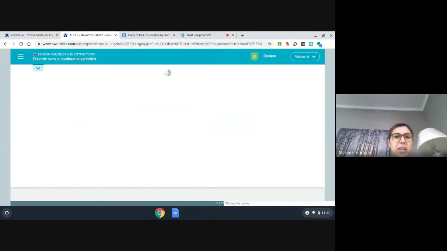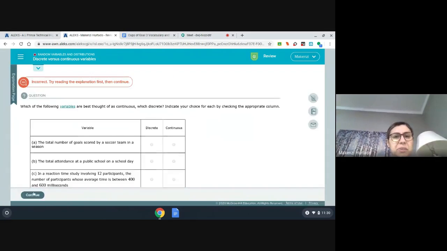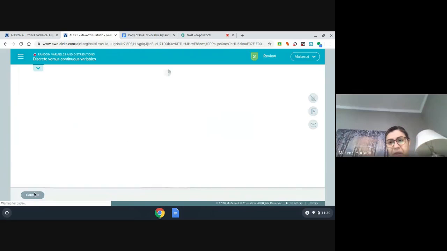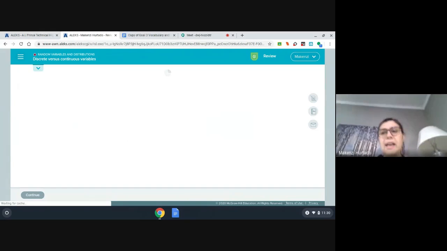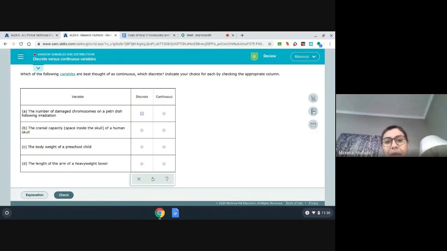All right, we are working on discrete versus continuous variables. I'm starting a new problem so that we can all start together. A discrete variable is when you're counting and you are counting by whole numbers. So for instance, if we're talking about the number of people in a room, I would count 1 person, 2 people, 3 people. We don't have 1.5 people. We don't have 2.5 people. That would be a discrete variable.